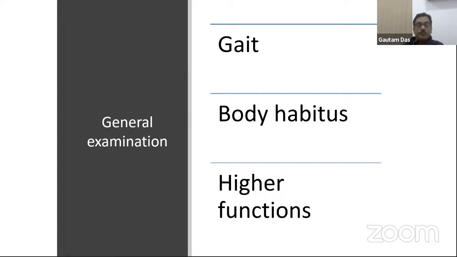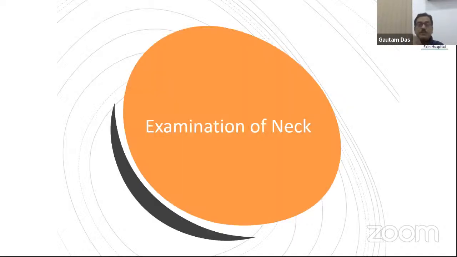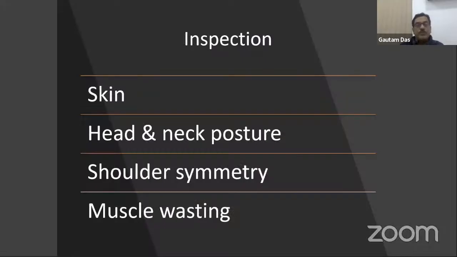The gait, I told you, is one of the very important things, because of the weakness of the lower limb there might be imbalance in walking. And many times we have to quickly go for the higher function test, whether the patient is oriented nicely or not, whether the talk is coherent or not, all those things. After that, we'll come to the inspection. Inspection again: whether the head is held straight, how the skin looks, how much muscle the patient is having.